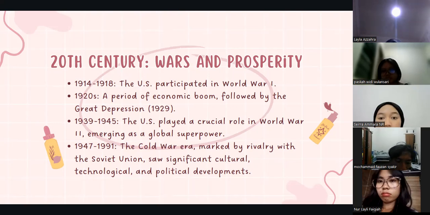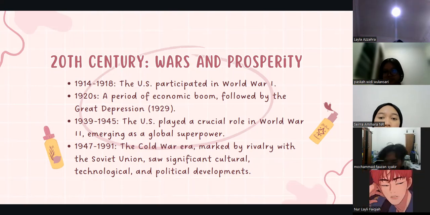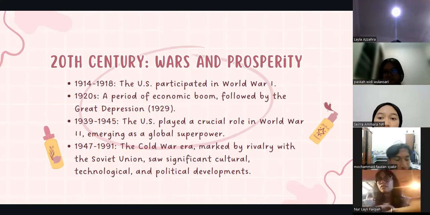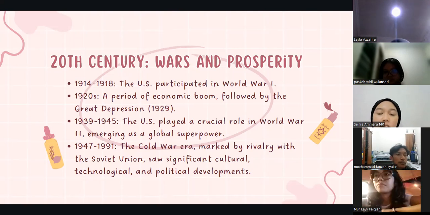In the 1920s, the economic boom and the Great Depression. In the 1920s, the United States experienced a time of economic prosperity, often called a boom. People had more money and businesses were doing well. However, this was followed by the Great Depression starting in 1929, a time of severe economic hardship when many people lost their jobs and homes.